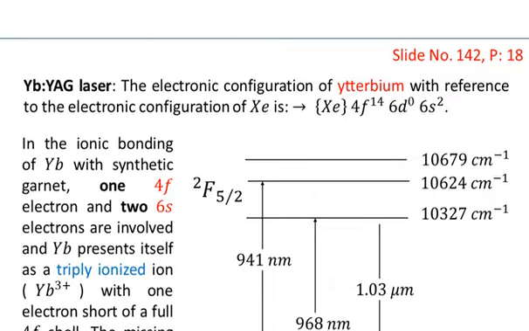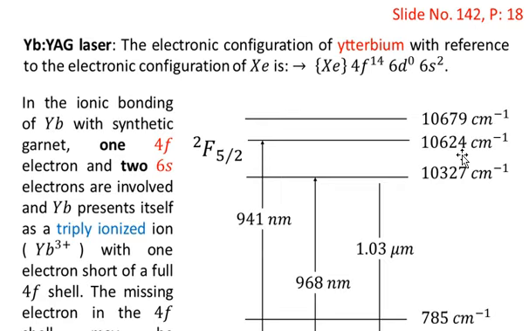Now I am going to present the ytterbium-YAG laser. Yb-YAG lasers, or ytterbium doped yttrium aluminum garnet laser. The electronic configuration of ytterbium with reference to the electronic configuration of xenon is the electronic configuration of xenon, along with 4f14, 6d0 and 6s2. This is the electronic configuration of the ytterbium.